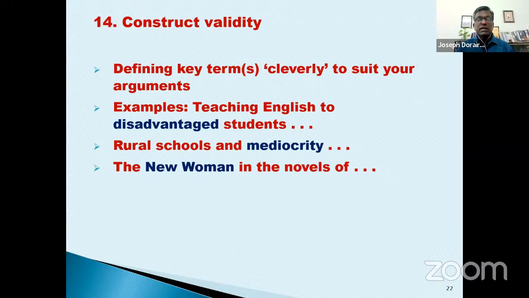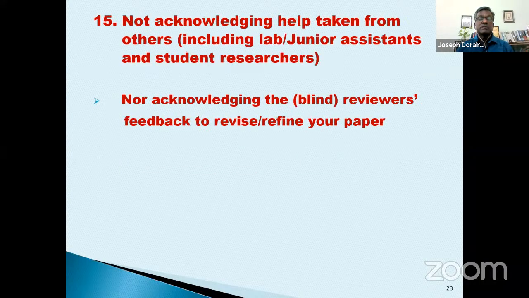So the 14th unacceptable research practice, particularly in arts and humanities, and also to some extent in social sciences: key terms are defined in a peculiar way so that you arrive at publishable results. Now, the 15th one, this very often happens in pure sciences.